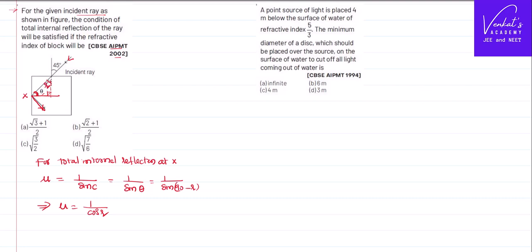But look at this. At this surface, there is an angle of incidence of 45, angle of refraction as r, and I can apply Snell's law. Let me call that location as y. Applying Snell's law at y gives you what? Mu equal to sin i by sin r. We know that, right?